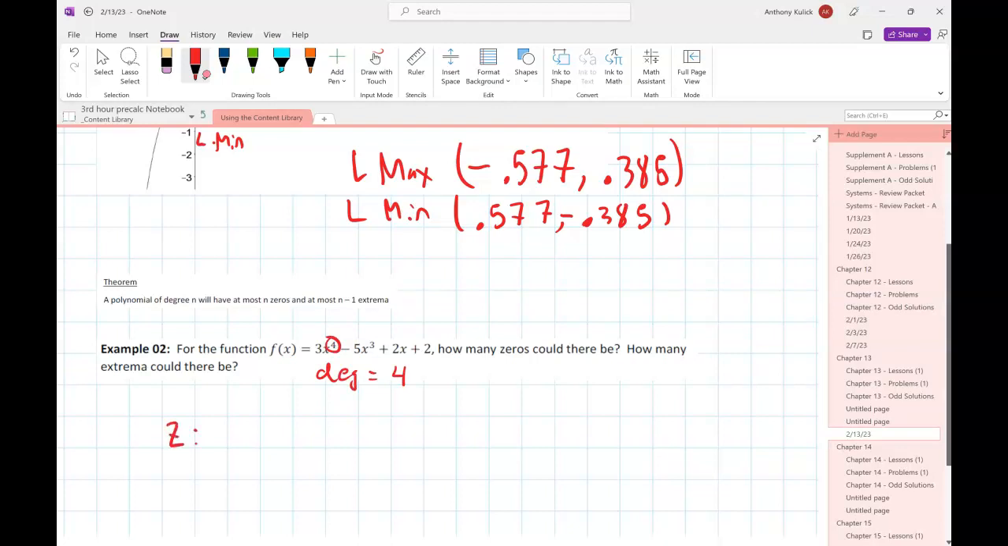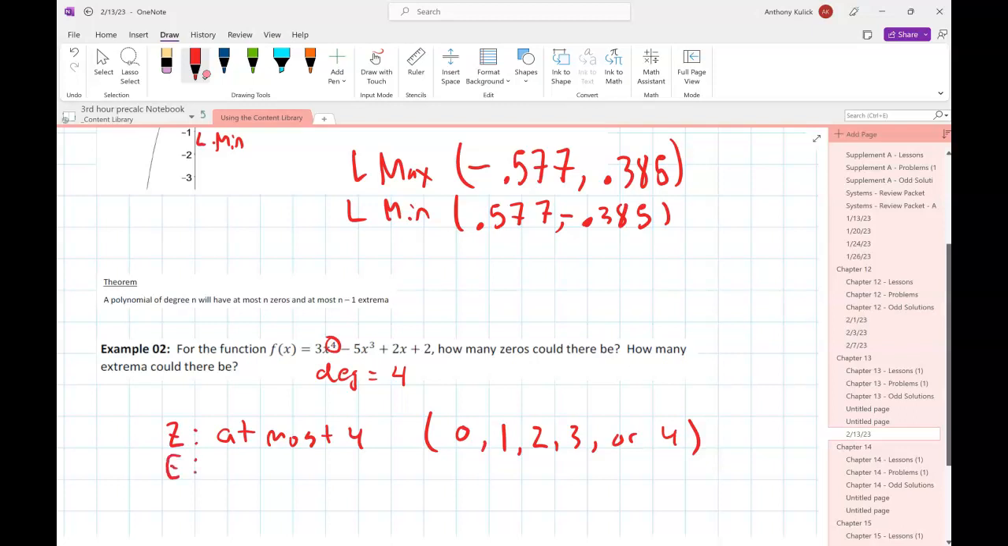So for zeros, we would have at most 4. You could have also written that as 0, 1, 2, 3, or 4. That would also be okay. You could write that either way. I like at most 4 because that seems like a lot less writing to me, but it's not incorrect to write it the other way.